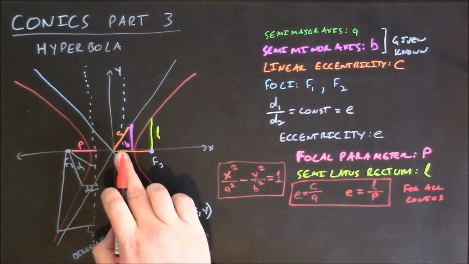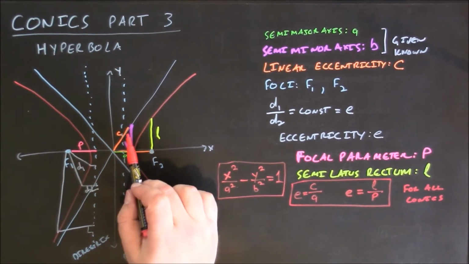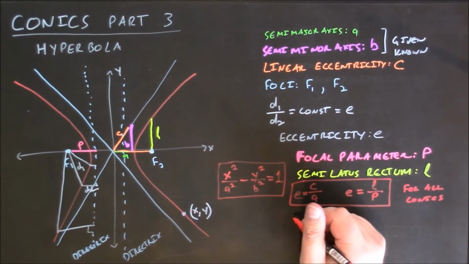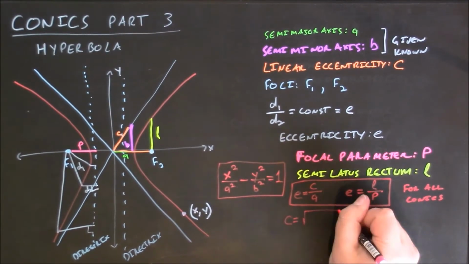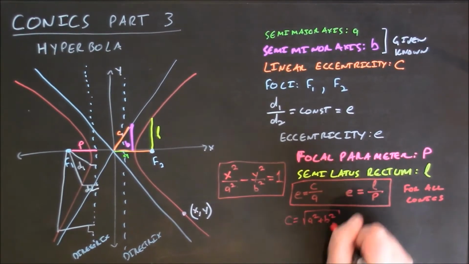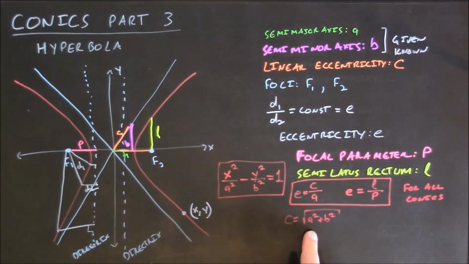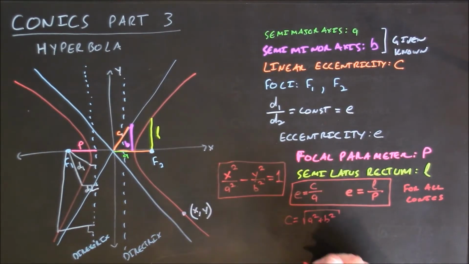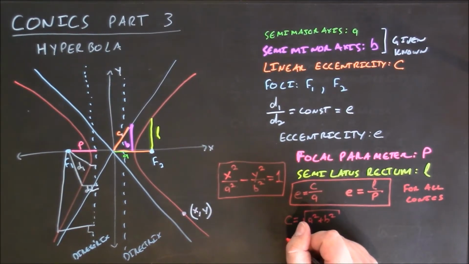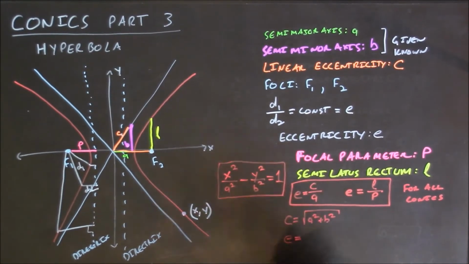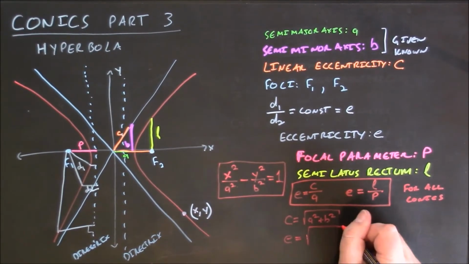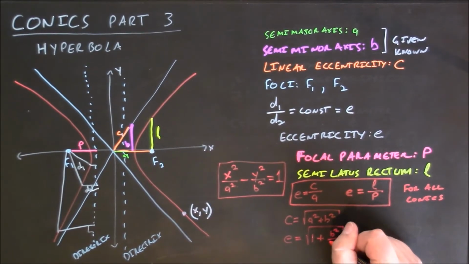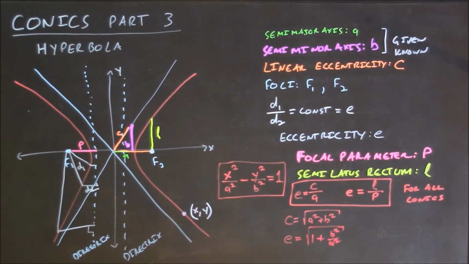Starting with C, we can easily solve for C because it's found as the hypotenuse of a right triangle. So applying the Pythagorean theorem, we can say that C is equal to the square root of a squared plus b squared. Simple. If we take this value for C and plug it into this common equation for a conic for the eccentricity, and we simplify it into a useful expression, we get that the eccentricity is equal to the square root of 1 plus b squared over a squared.